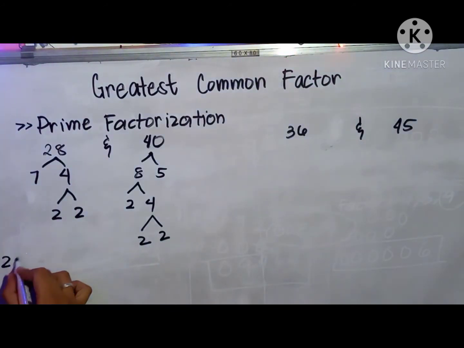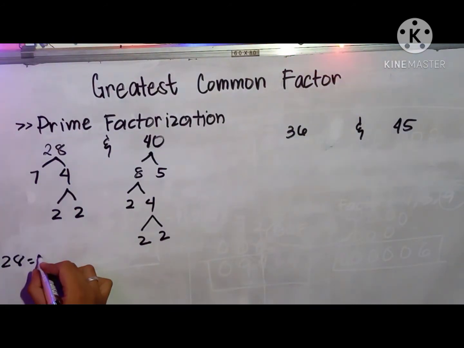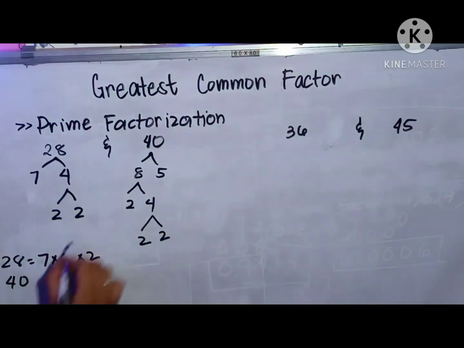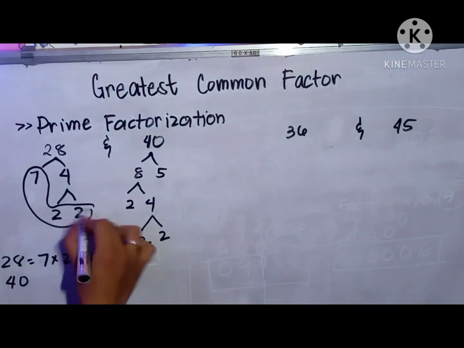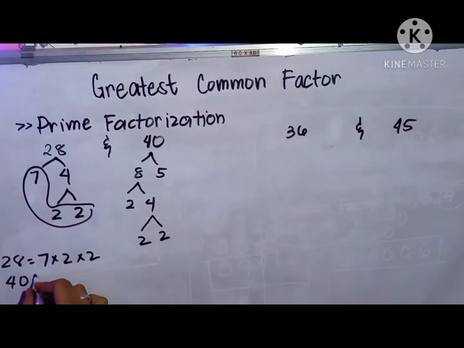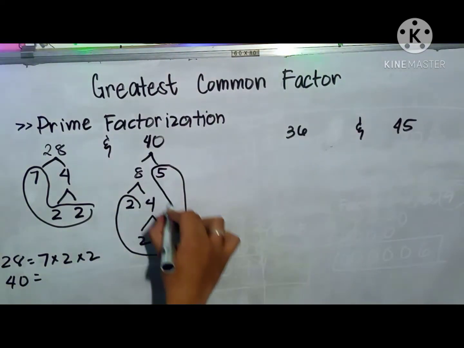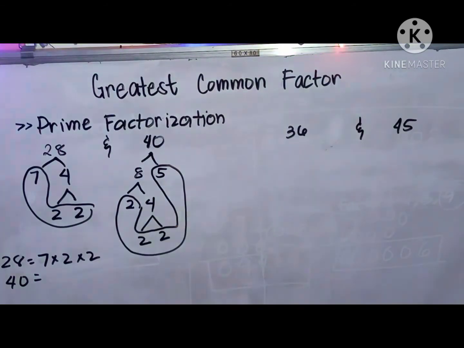So, si 28, ang prime factors niya ay 7 times 2 times 2. Si 40 naman ay merong prime factors na 2 times 2 times 2, tatlong 2 at isang 5. Okay po. Now, anong sunod nating gagawin?